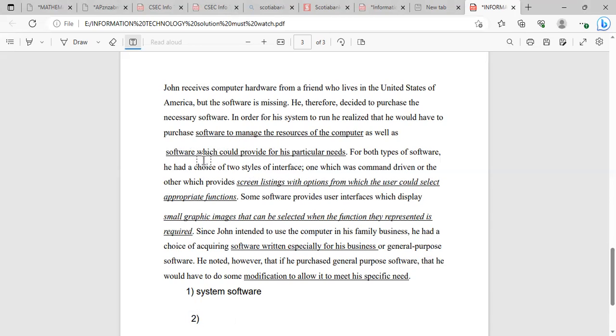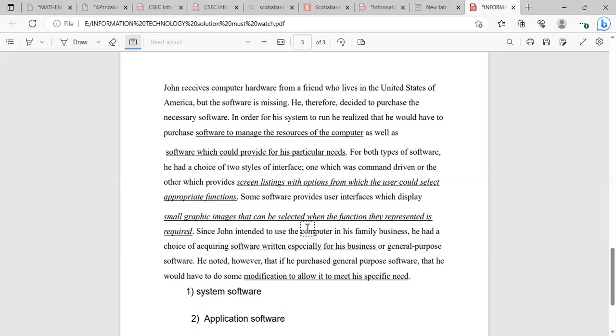As well as software which could provide for his particular needs, and that would be application. So for two, it will be the application software. Did I put software on that one or just? Yeah, I did.